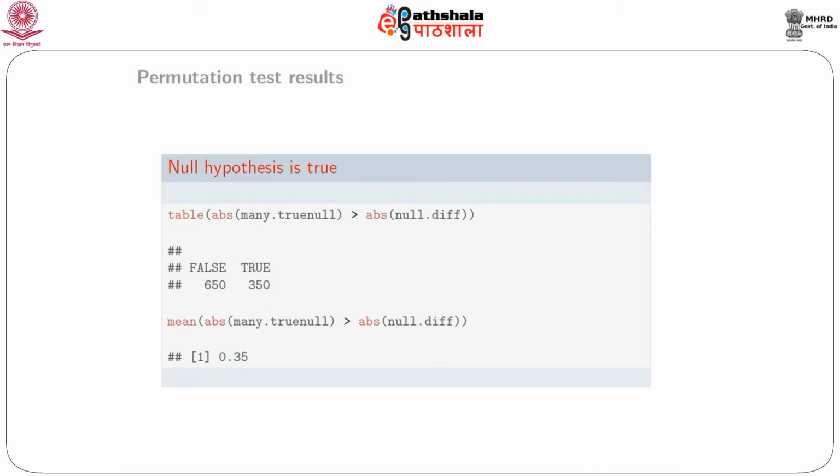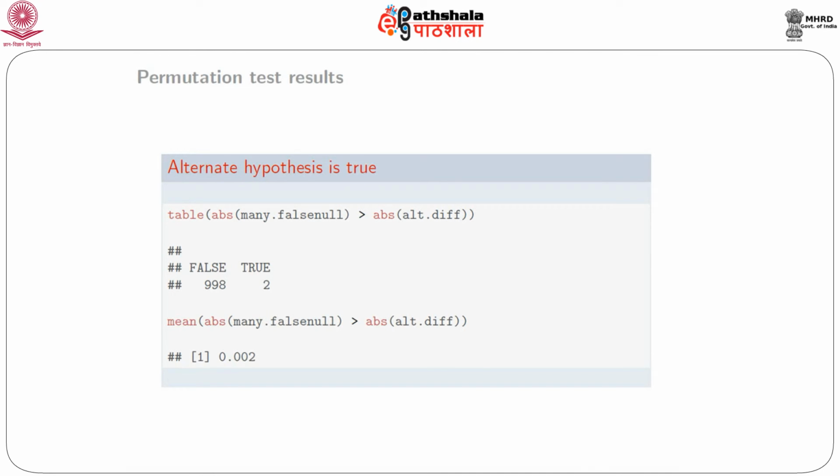Why are we taking the mean? Because it is divided by 1000. False is coded as 0 because it is a binary variable, and true is coded as 1. So, 650 into 0 plus 350 into 1, divided by 1000, comes out to be 0.35. So, 35% of the observations for the permuted data sets are greater than whatever we have observed. So, the p value here comes out to be 0.35.